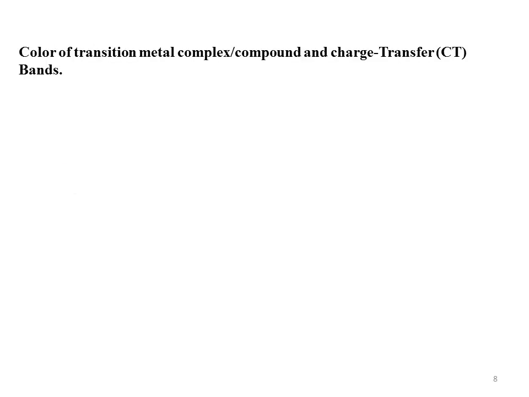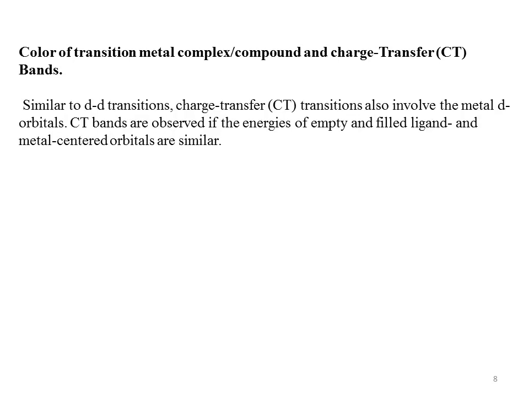Up till now अभी आपने जो देखा है वो about d-d transition है और किस तरह से energy gap effect होता है by different factors. But not only the d-d transition is responsible for the color of transition metal complex compounds, but charge transfer is also responsible, where we observe the charge transfer band of a complex compound. Similar to the d-d transition, charge transfer transitions are also involved. The metal d orbitals, charge transfer bands are observed if the energy of empty and filled ligand and metal central orbitals are similar.